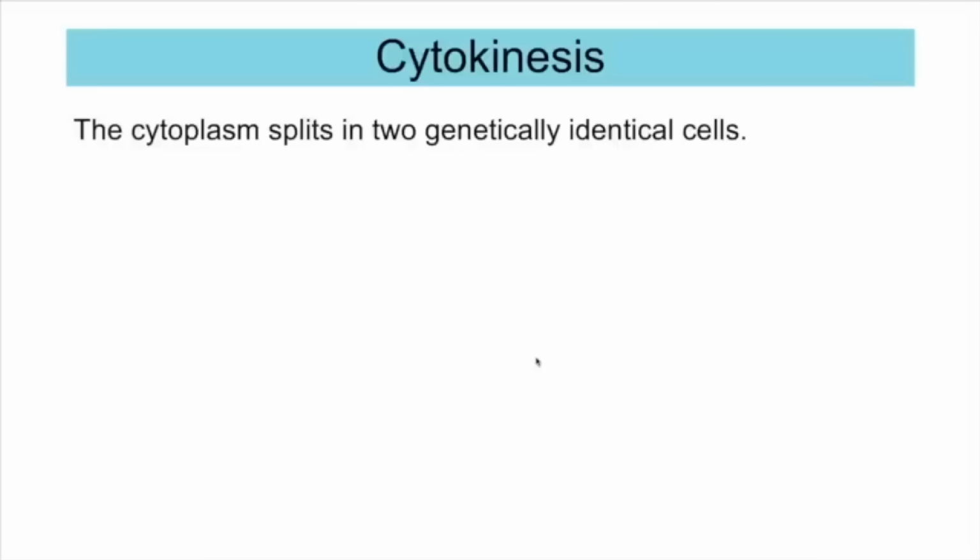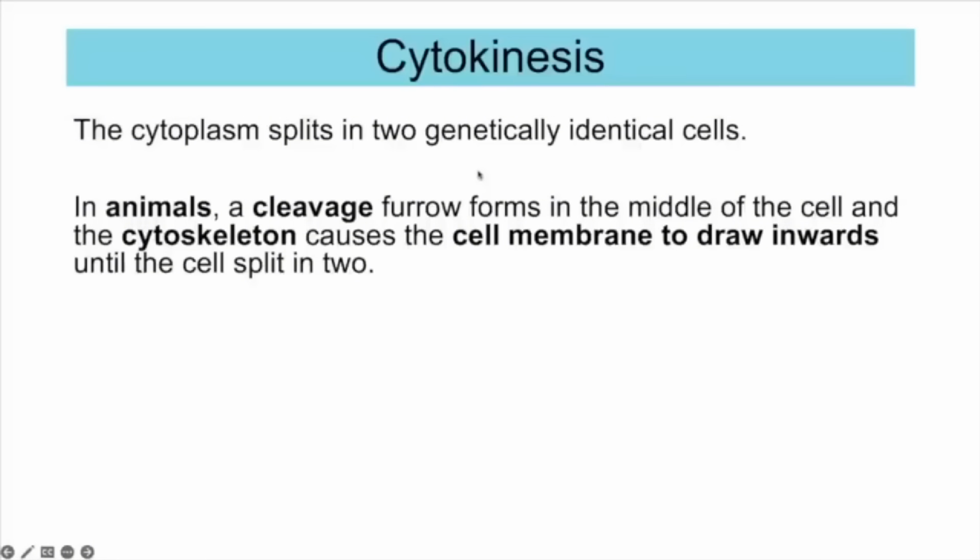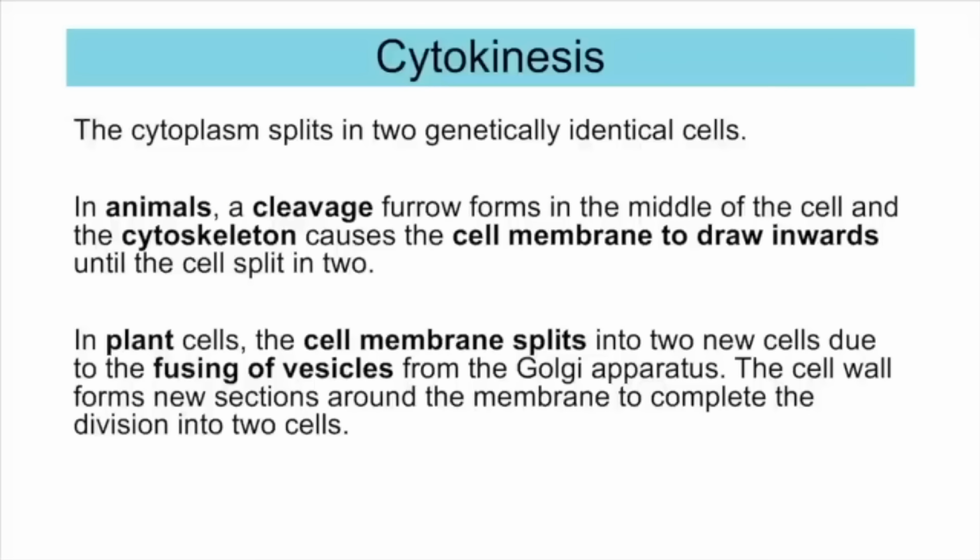Cytokinesis is then the final stage of the cell cycle, and this is when the cytoplasm splits so we get two genetically identical cells. And in animals, the way this happens is a cleavage furrow forms in the middle of the cell and the cytoskeleton causes the cell membrane to draw inwards until the cell eventually splits in two. In plant cells, the cell membrane splits into two new cells due to the fusing of vesicles from the Golgi apparatus. The cell will form new sections around the membrane to complete the division into two cells.